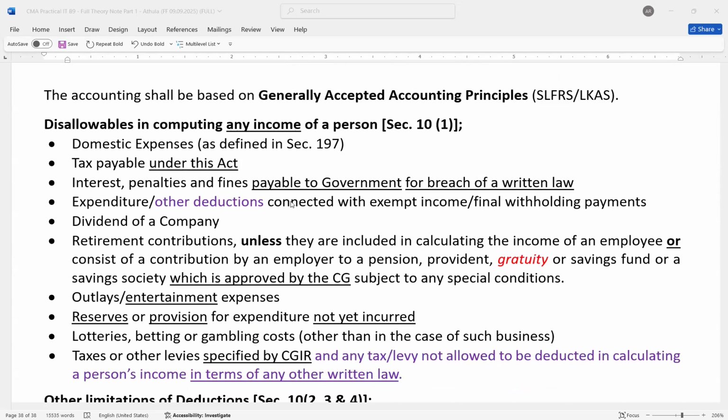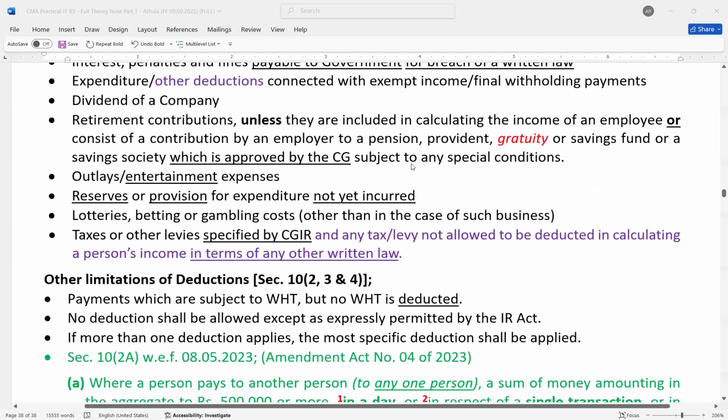Then certain disallowable expenses we said under section 10, all of us know, things like domestic expenses, any tax under this act, any fines payable to the government on breach of written law, any other specifically mentioned expenditure and other deductions connected with exempt income and final withholding payments, then dividend of a company, because dividend is a distribution of profit, then retirement contributions, subject to some conditions, then entertainment expenses, then reserves or provisions, not accrued expenditure, the things which are not incurred. Then in the case of lottery winning, the expenses, then any other levies specified by the Commissioner General, those are not allowable, or in terms of any other law.